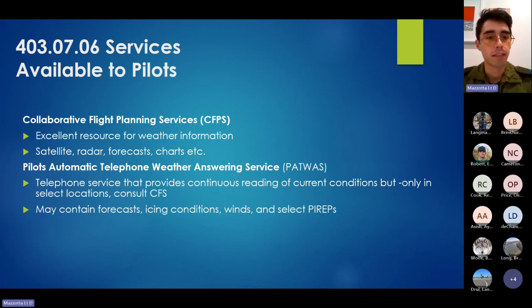Another resource you have is the Pilot Automatic Telephone Weather Answering Service. The phone number is in the CFS for select locations, so you would just have to see where it's available, and they might have the forecast, icing conditions, and winds for you, and any other PIREPs or pilot reports that are passed on to them.